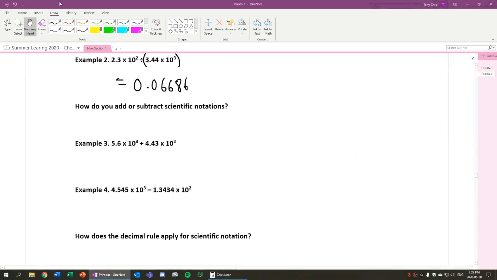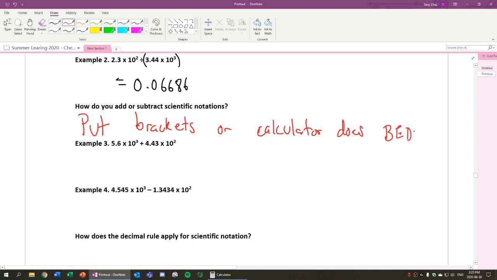So how do you add or subtract scientific notation? Same thing here. You got to make sure you put brackets. It cannot be stressed enough. Put brackets, or the calculator does BEDMAS for you. So let's look at these two examples. The first one doesn't really need brackets, but the second one usually does, and always does. Put brackets around the second one, or else your calculator will do BEDMAS for you.